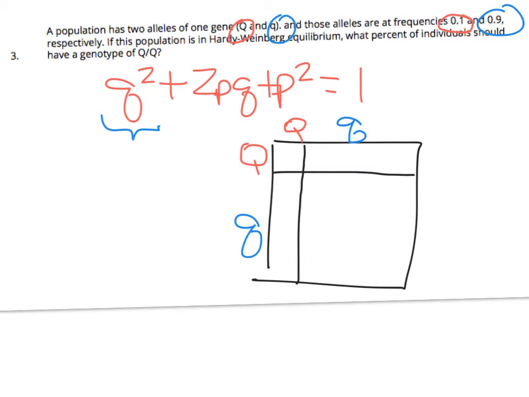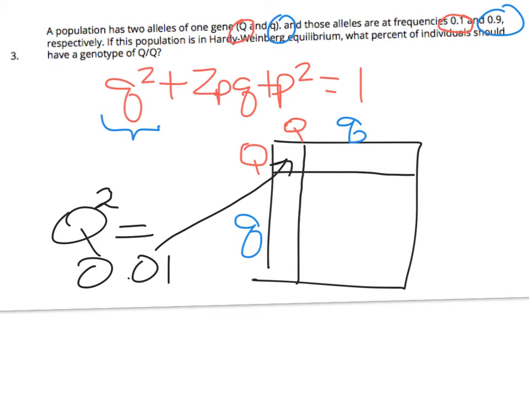So in this case, Q squared, well, big Q, 0.1 times 0.1 is 0.01. So 1% of the area of the Punnett square. So that's the number of individuals that should have the big Q over big Q genotype. So what does this mean?